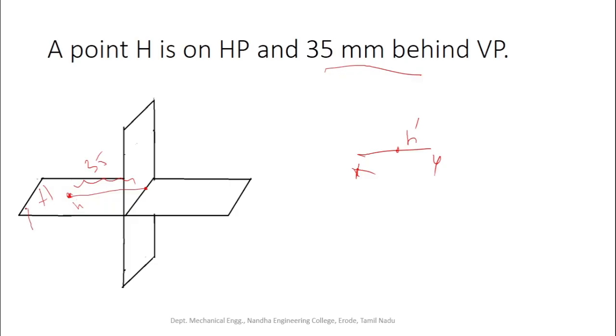After we draw the top view, we have to rotate the horizontal plane 90 degrees in the clockwise direction. If we rotate the horizontal plane 90 degrees in the clockwise direction, the top view will go above the reference axis by 35 mm. So from here measure 35 mm. So this is the top view of the object. The distance between the top view and the XY reference axis is 35 mm. So this is the projection of the given point.